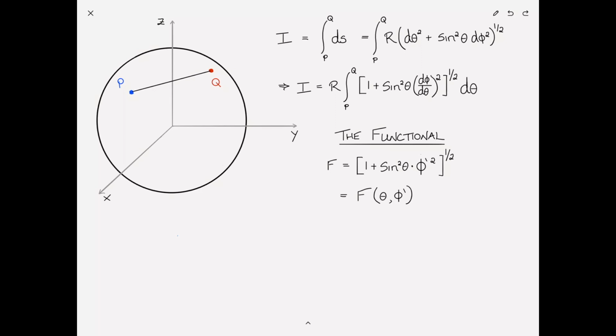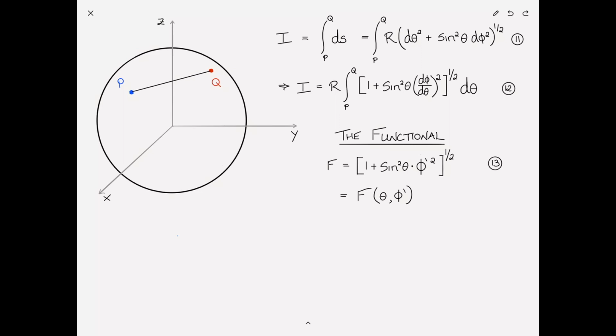Notice again that our functional is a function of the independent variable theta and the derivative of the dependent variable phi. Similarly, if you consider the previous problem that we did of the shortest distance between 2 points on a plane, we found that the functional was a function of x and y prime, but not of y explicitly. And we are up to number 11, 12, 13.